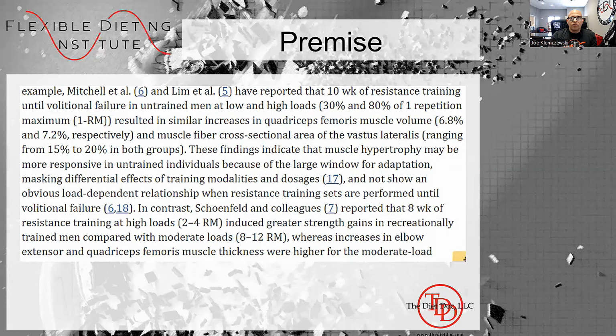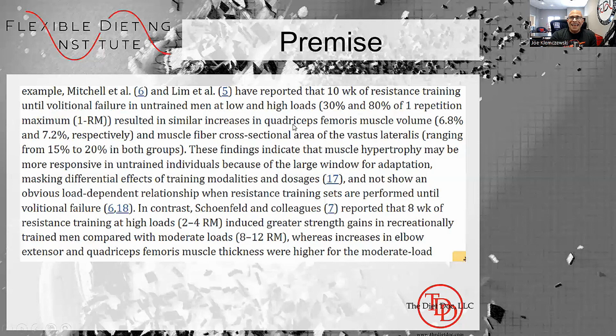And Lem et al. have reported that 10 weeks of resistance training until volitional failure in untrained men at low and high loads, so a low load being 30% of max weight and 80% of a 1 rep max, resulted in similar increases in quadricep muscle volume and muscle fiber cross-sectional area of vastus lateralis. So consider that real quick.